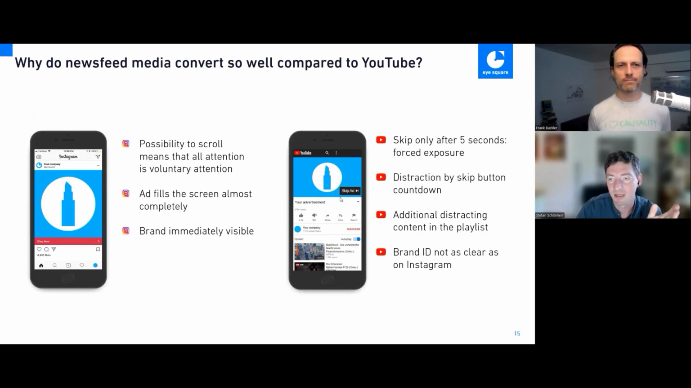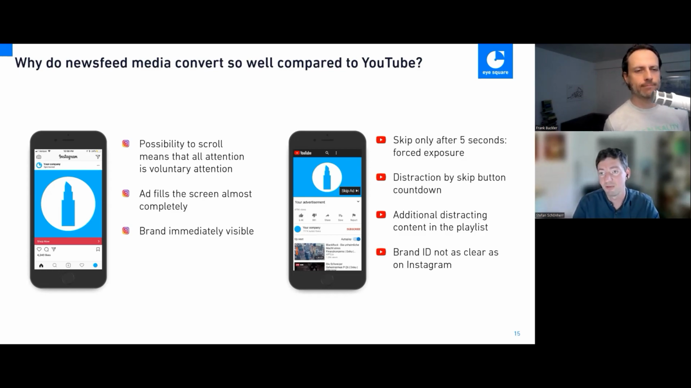So of course you have the skip button thing, but the other thing is we see different qualities of attention. On the right side on YouTube, this is the forced exposure. As said, users chose their video and then have to wait for their video and are forced to watch an ad before. And this is something completely different from what you can see on the left side on Instagram and Facebook. There you always have the possibility to just scroll further. So the 1.6 or 1.7 seconds there, that's voluntary attention, right? This is attention that users really liked to give towards these ads. And yeah, this is a completely different situation.